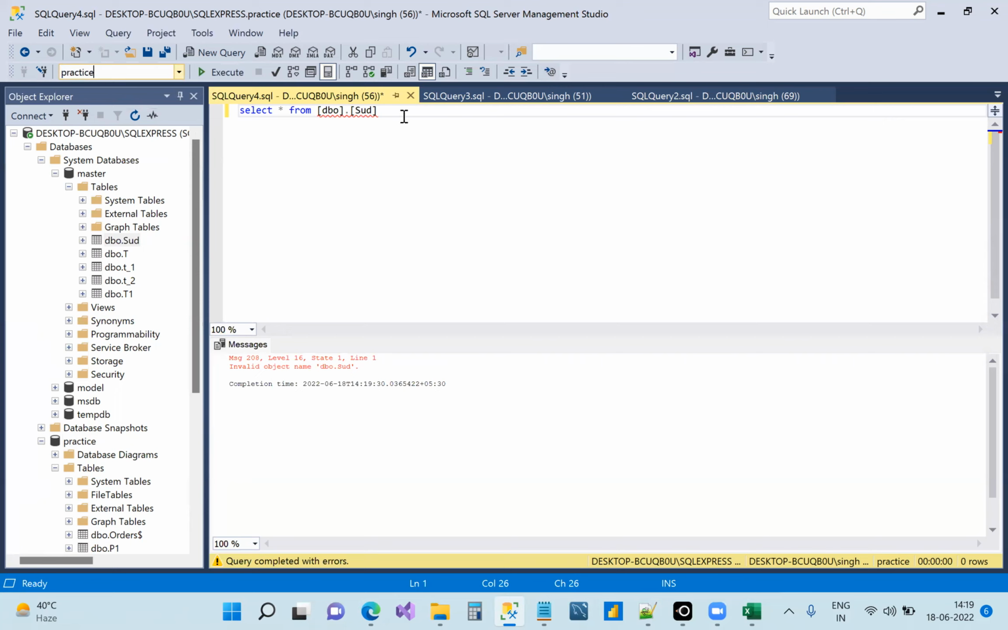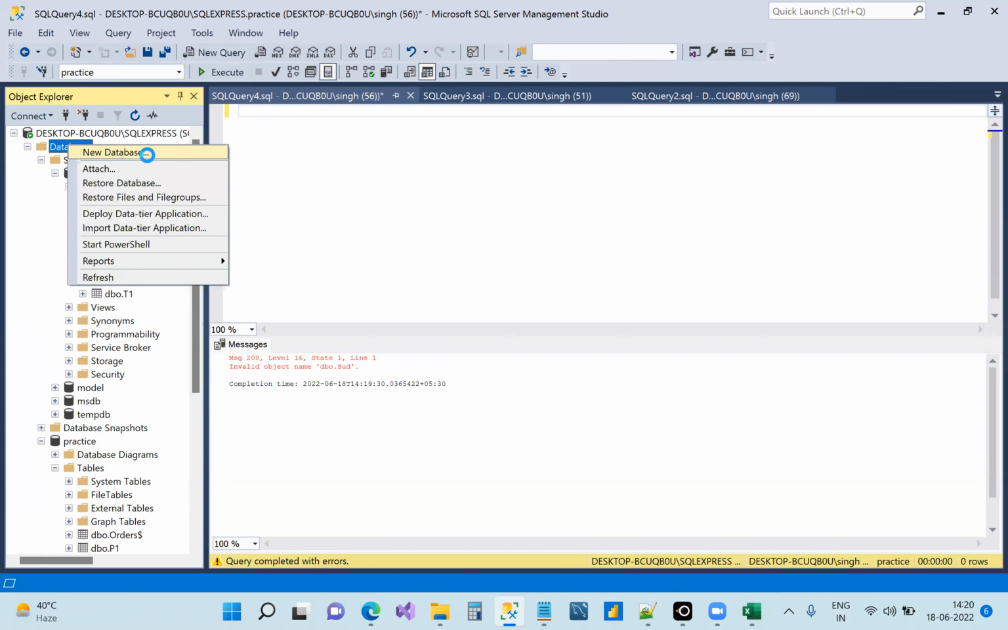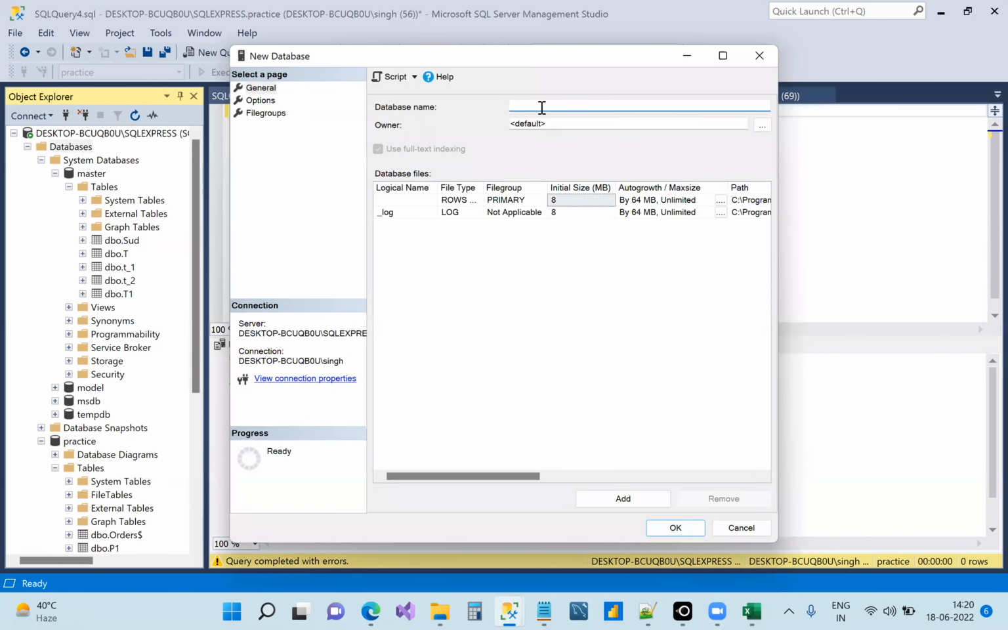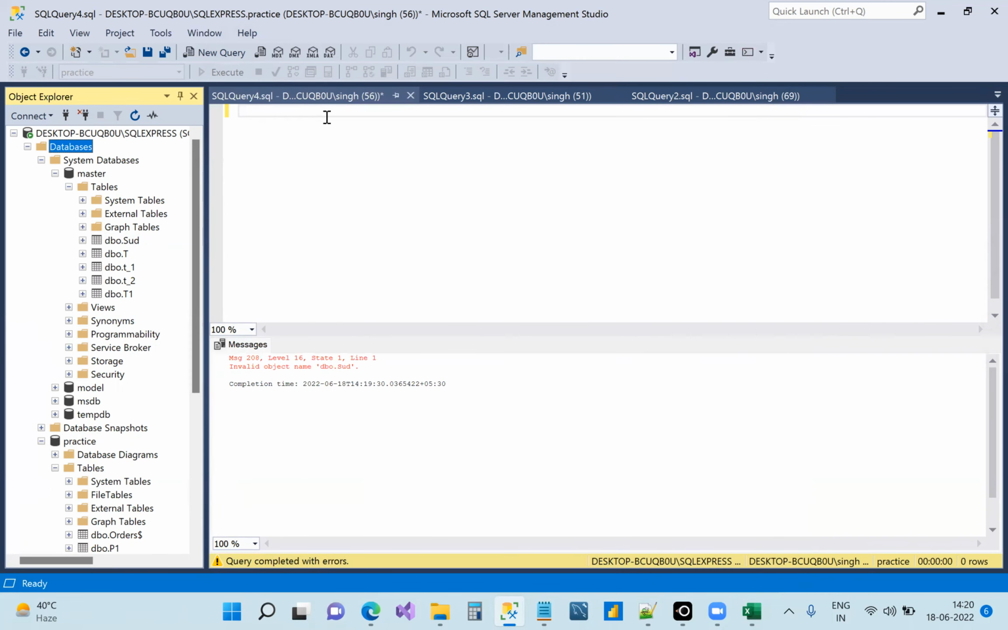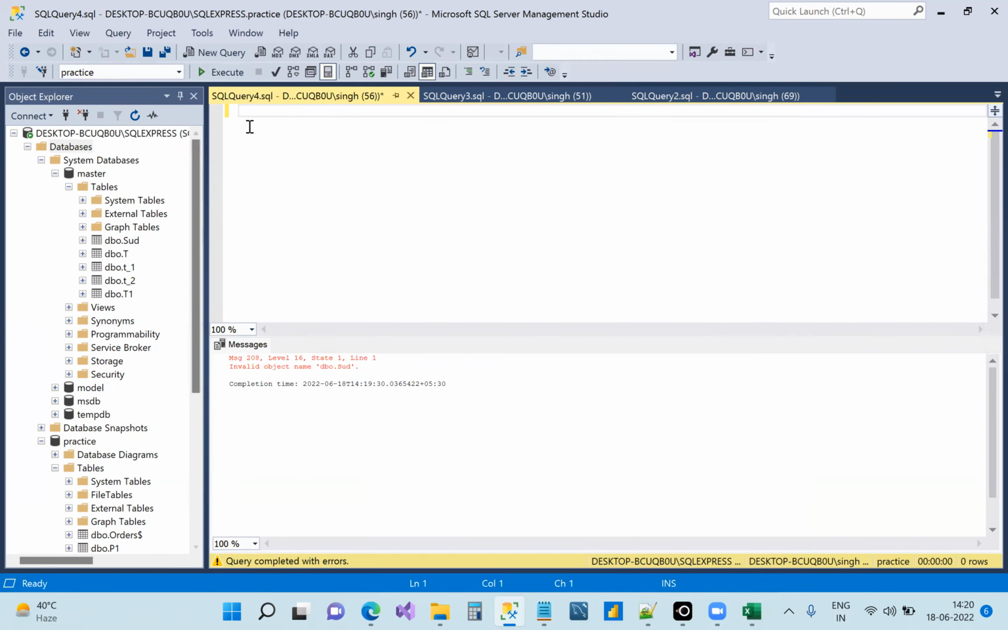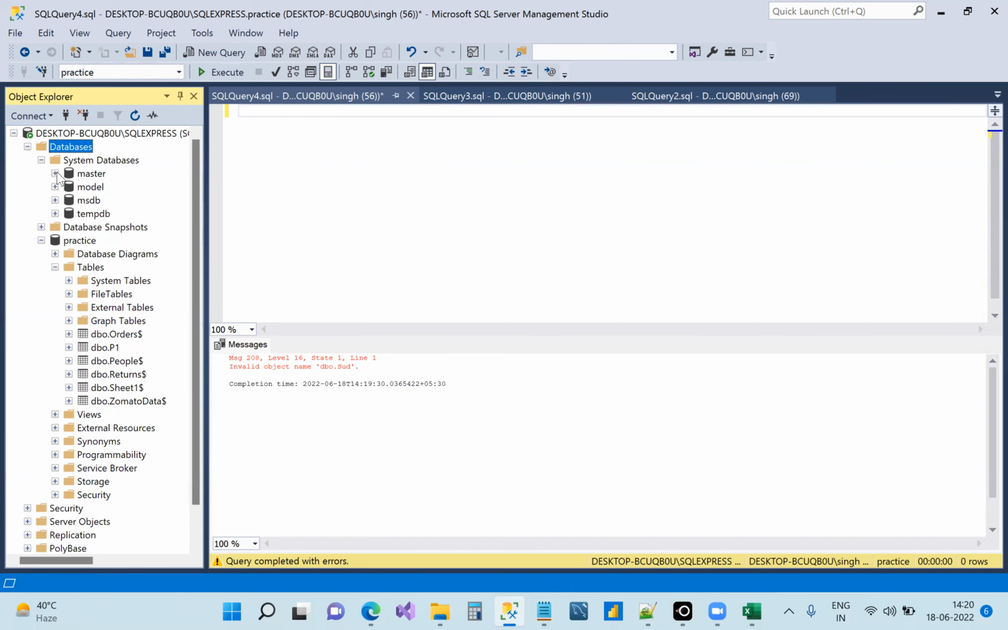Got it? And if you want to make new databases, it's very easy. Just go to database, new database. Just write your database name and click OK, and it will be created. And if you want to write a query to create a database as well, I'll be teaching you that. Right now, without knowing the code, you can do it. All good till now?